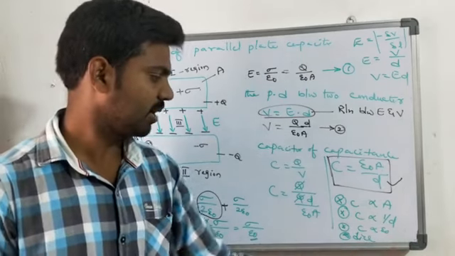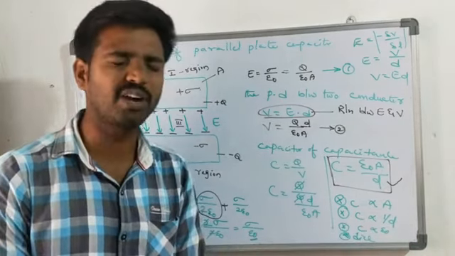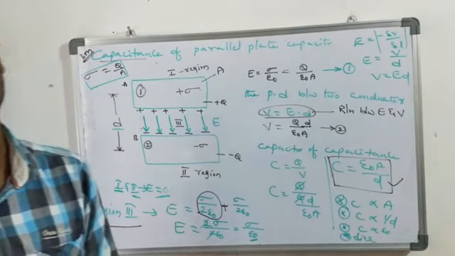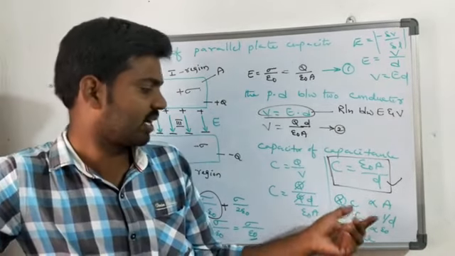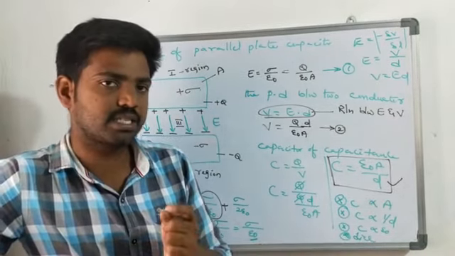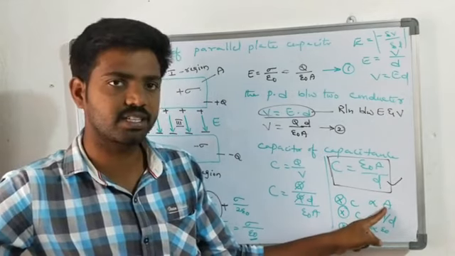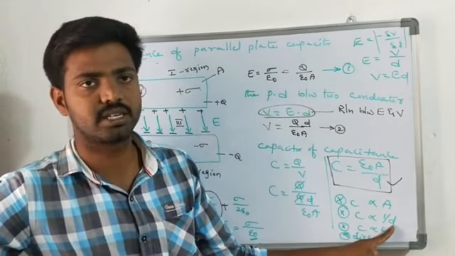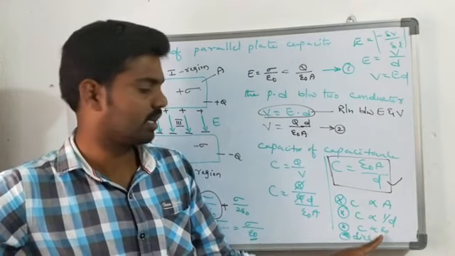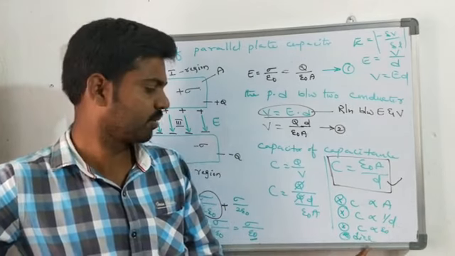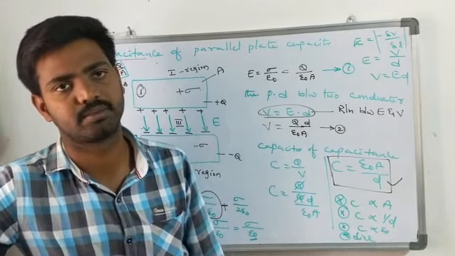Sometimes they ask about this one: on what factors does the capacitance of a capacitor depend? Number 1, the area of the cross section. Number 2, the separation distance between the two conductors. And it depends upon the permittivity, the dielectric constant.